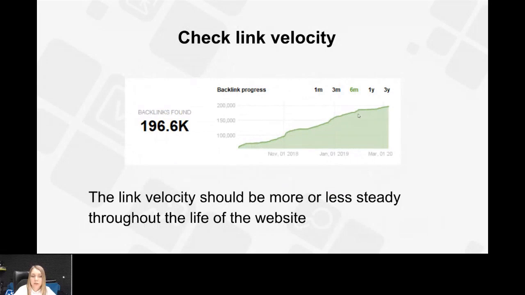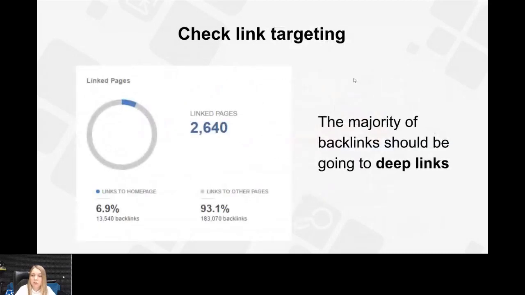Analyze link velocity. The link velocity should be more or less steady throughout the whole life of the website. Backlinks from real websites rarely fall off, but backlinks from artificial websites fall off pretty often when the link providers stop paying for the hosting or do not renew a domain and things like that. So this is also an important thing to keep in mind.